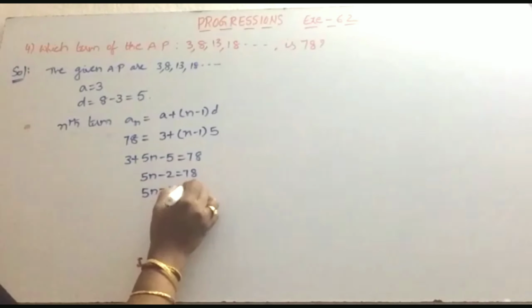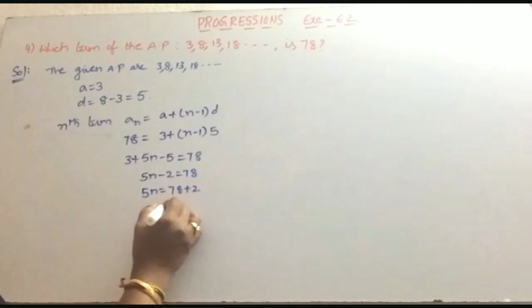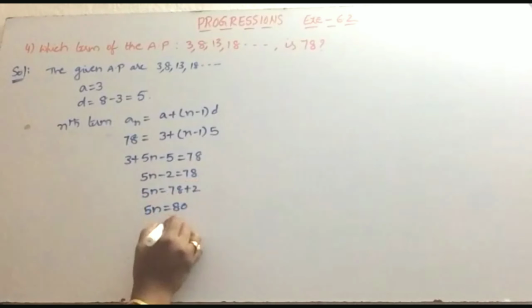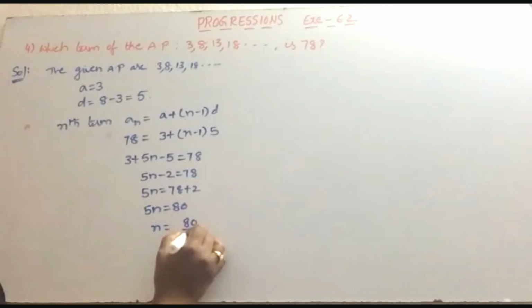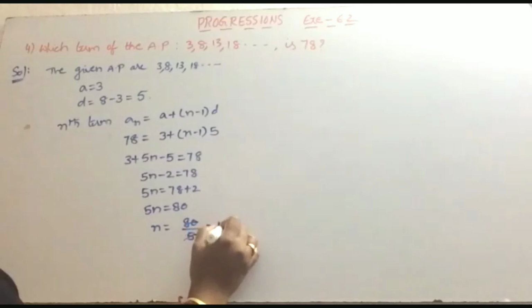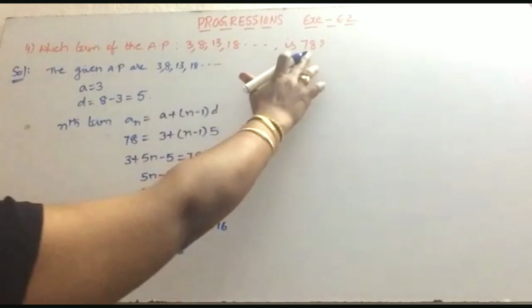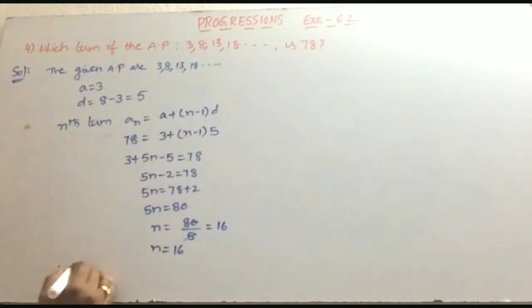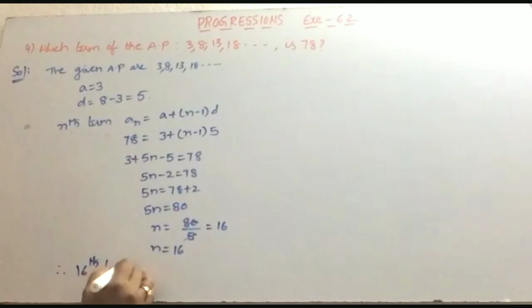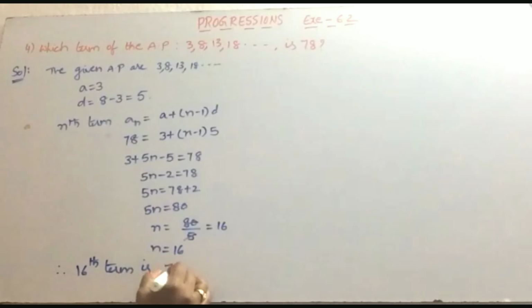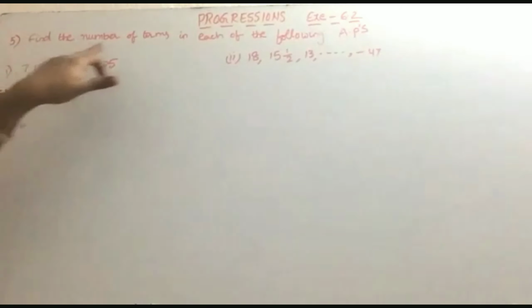5n is equal to 78 plus 2. So 5n is equal to 80. n is equal to 80 by 5. So 16. So n is equal to 16. That means the 16th term is 78. Therefore the 16th term is 78. Next problem is find the number of terms in each of the following APs.